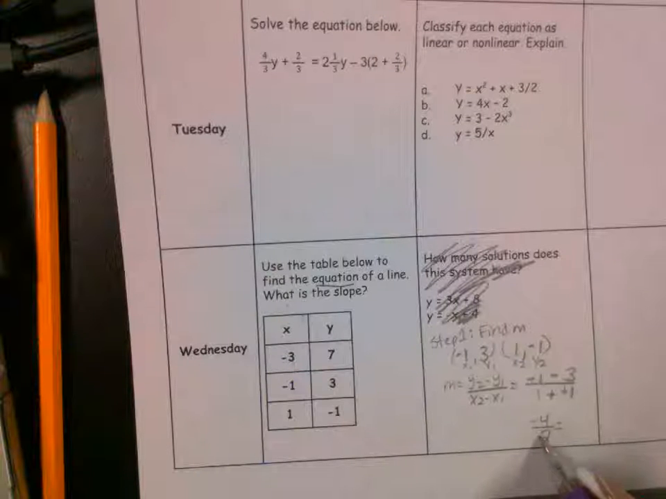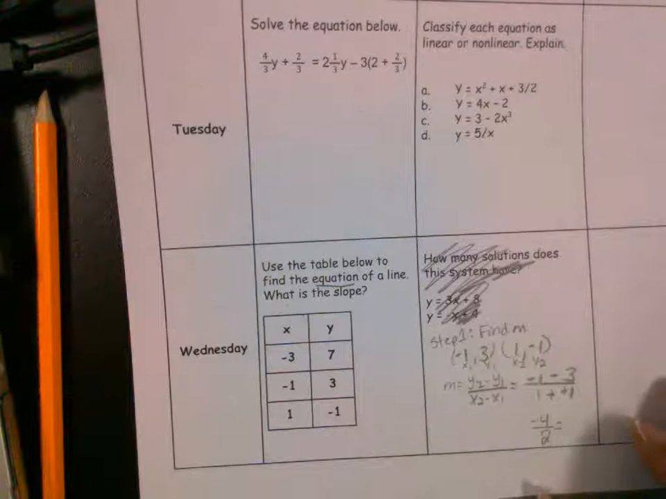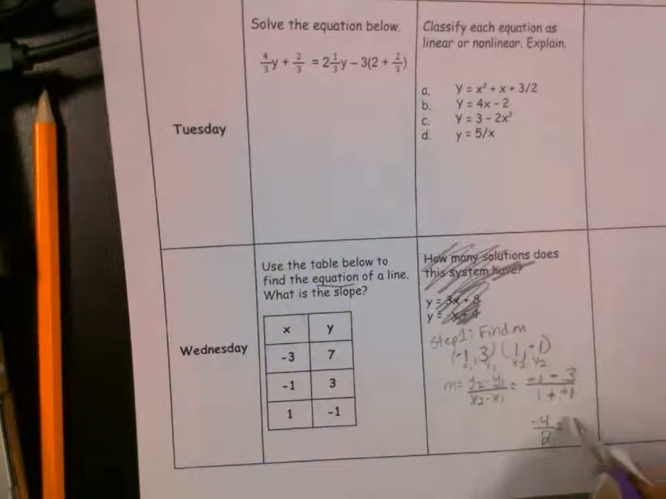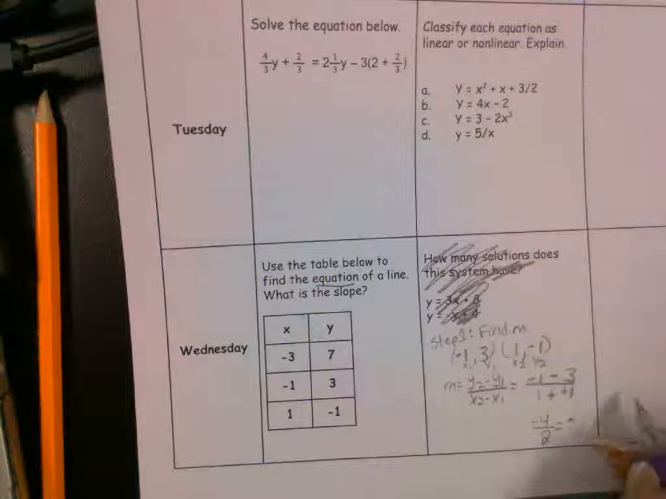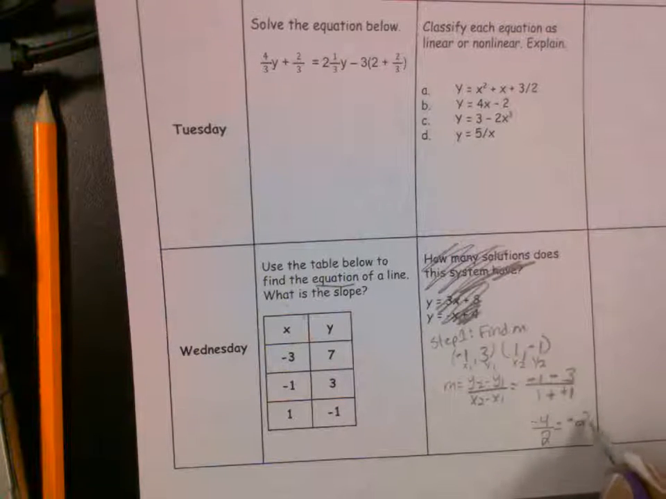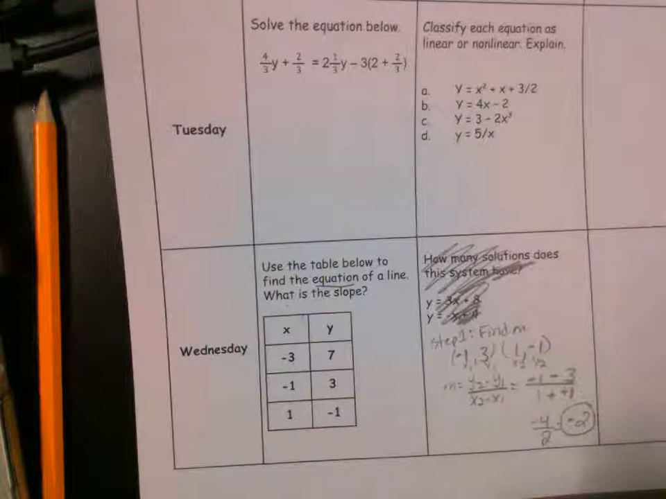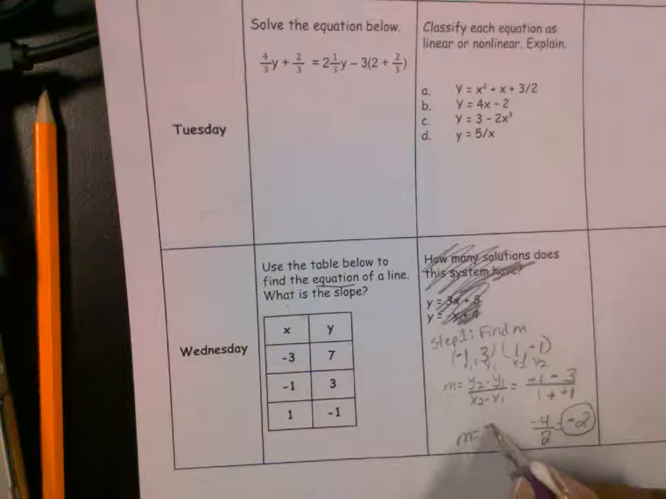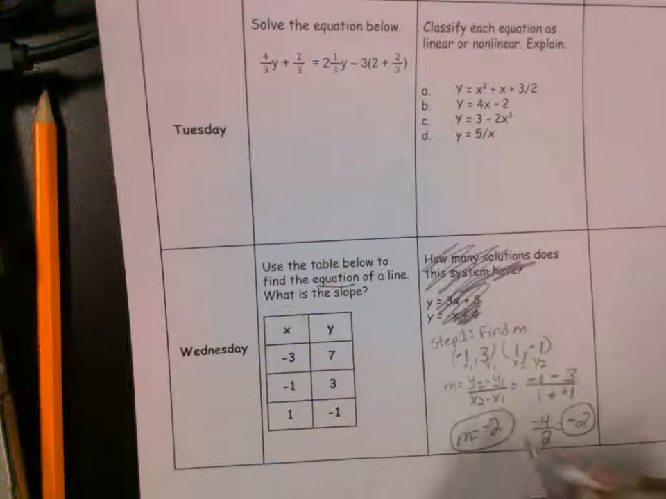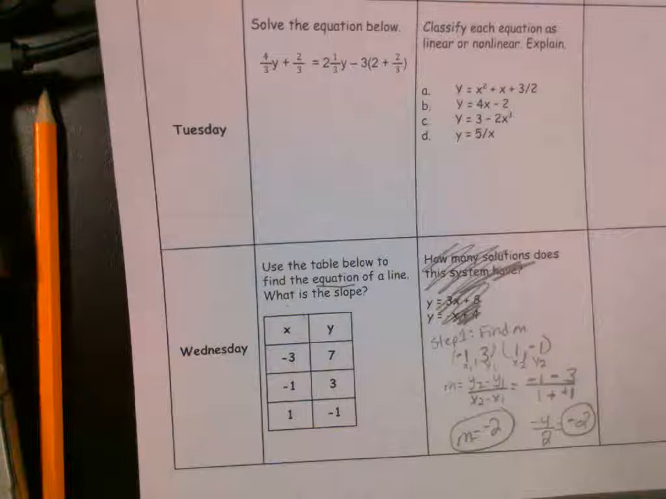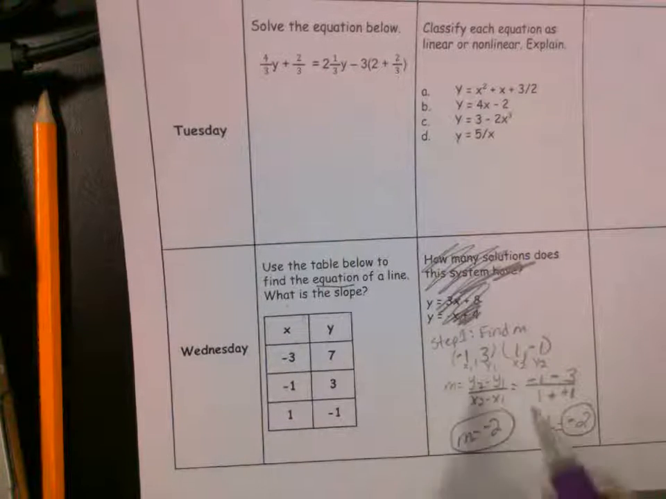What's -4 divided by a positive 2? What's a negative divided by a positive? A negative. What's 4 divided by 2? 2. So our slope, our m, is equal to -2. That's our m. That's our slope. That's the slope so far.